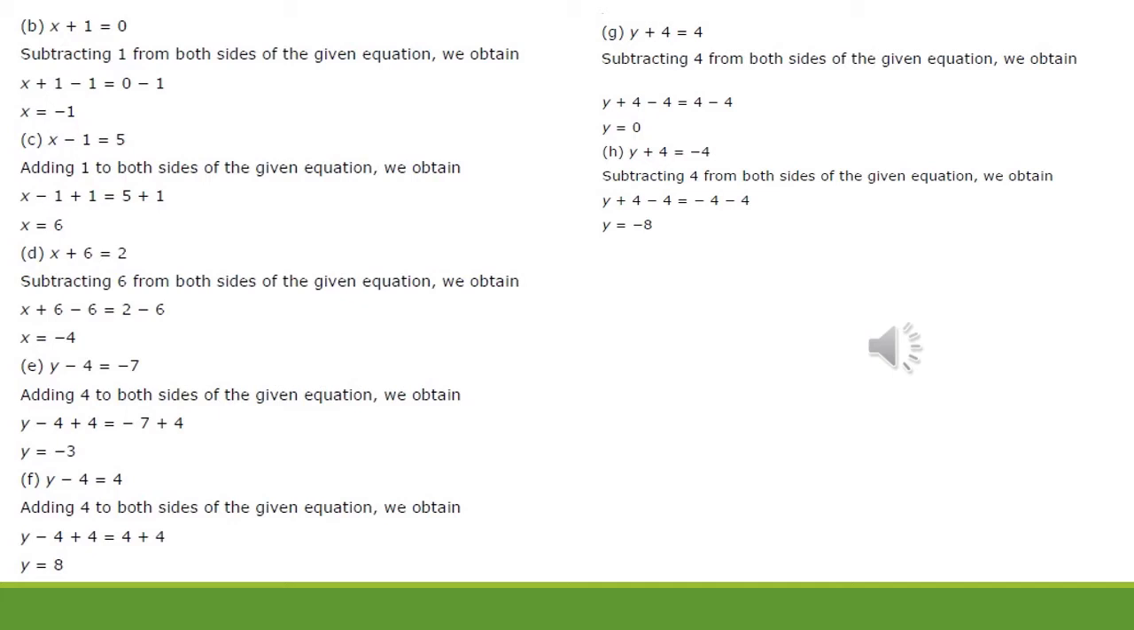Part E, y minus 4 is equal to minus 7. We have to add plus 4 on both sides because minus sign is given before 4. So y minus 4 plus 4 is equal to minus 7 plus 4. That gives us y is equal to minus 3. In the same manner, we can solve part F, part G and part H also. Only you have to be careful which sign is given. If minus sign is given, we have to add the same number with plus sign on both sides.